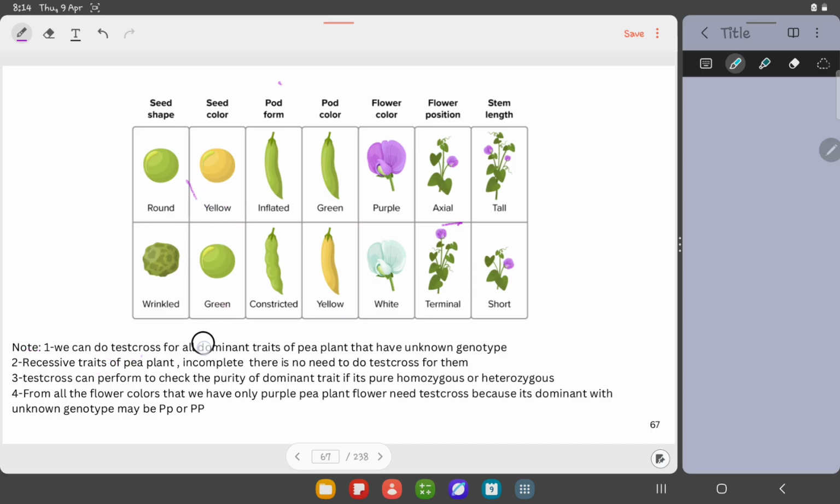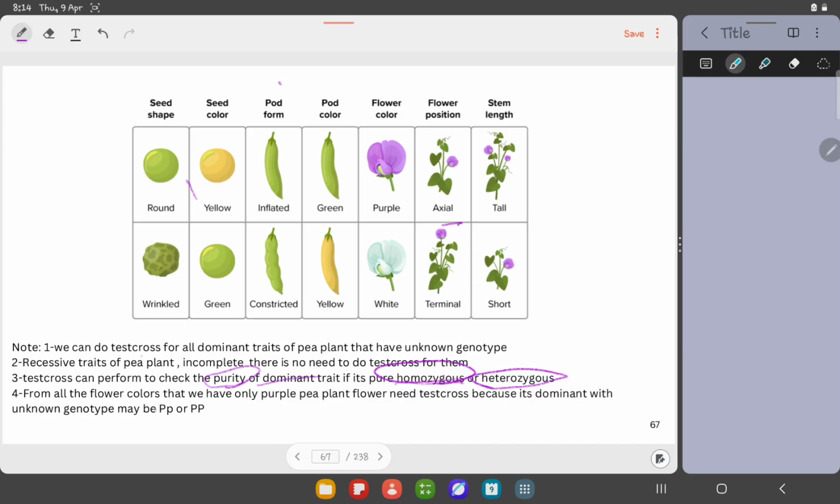Okay, another note we have: test cross can be performed to check what? To check the purity of the dominant. We don't know if this dominant is homo, which means pure, or heterozygous, so we do the test cross in order to check their purity.